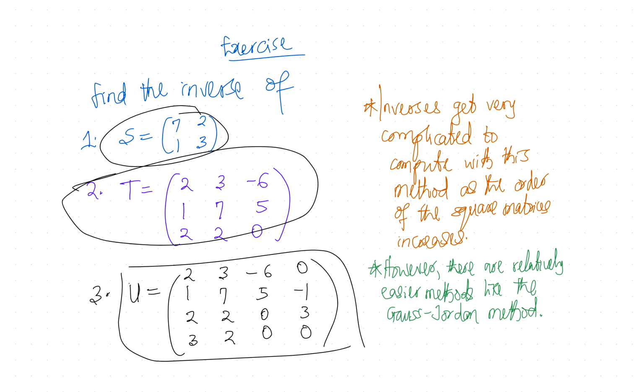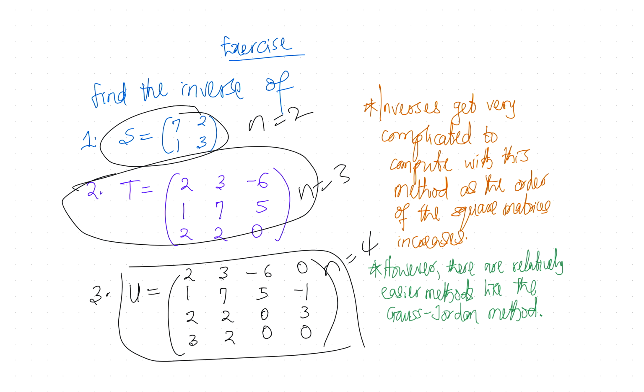Who knows? So, inverses get very complicated to compute with this method as the order of the square matrices increases. Now, when we talk about the order of a square matrix, we talk about the number of rows and columns. Of course, you know that the number of rows and columns are equal. So the order is that number of rows and columns, which we call n. The order of this square matrix is 2. The order of this one is 3 because it is 3 by 3. And the order of this one is 4. So the order of a square matrix is the number of rows or the number of columns the square matrix has.